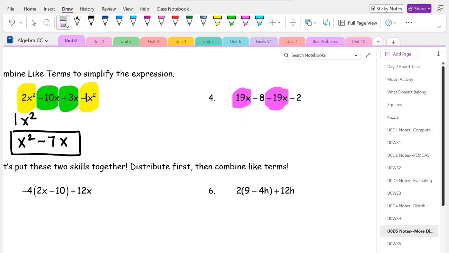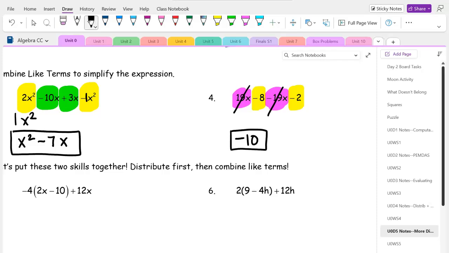So if it is 0, everybody, guess what? There is nothing there. Those have canceled out. They are gone. The only thing we have left are our regular numbers. We have a negative 8 minus 2, and that is a negative 10. So this is the only answer here. That's it.